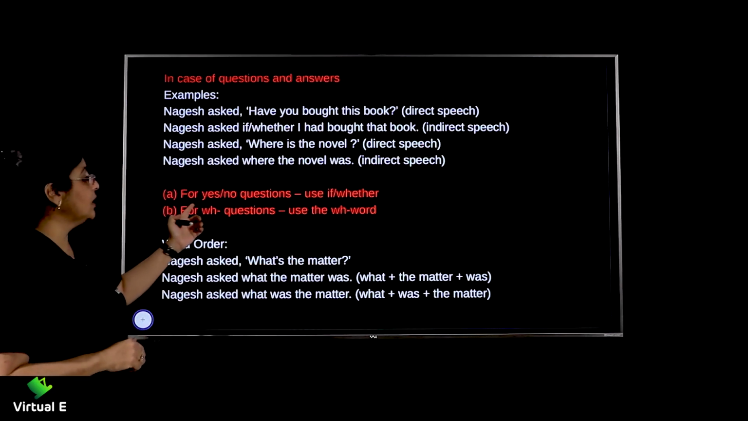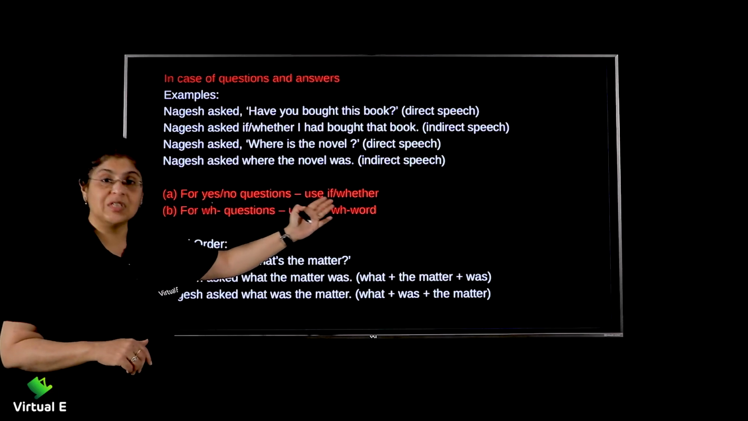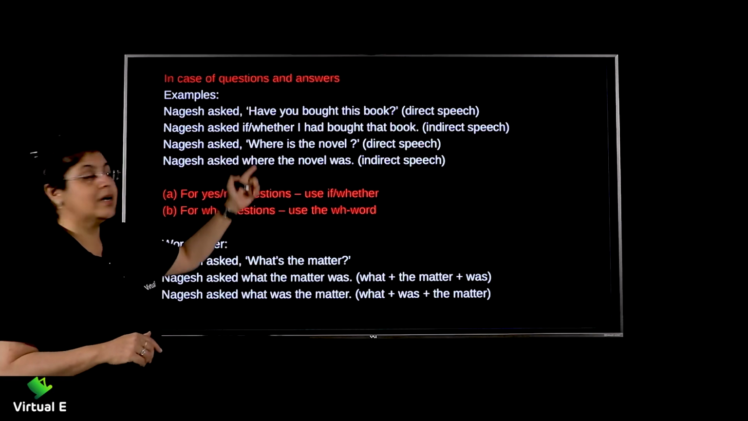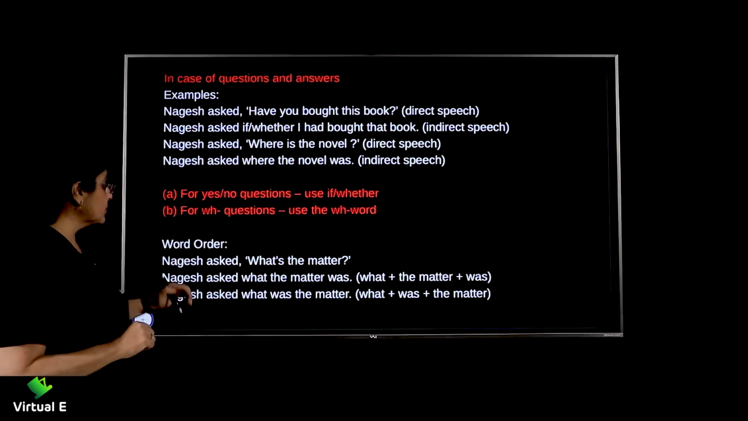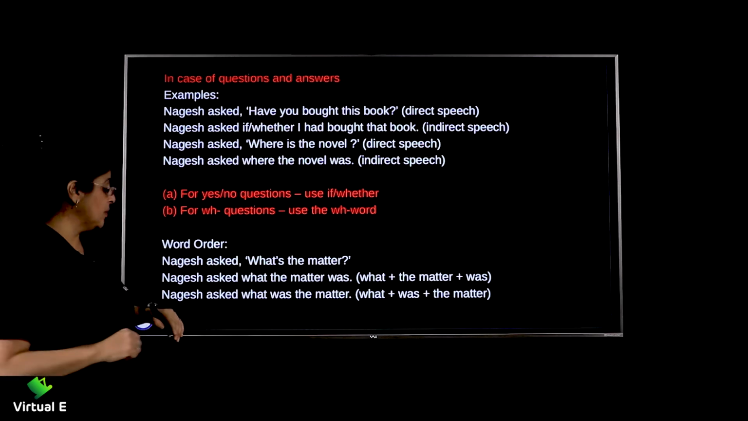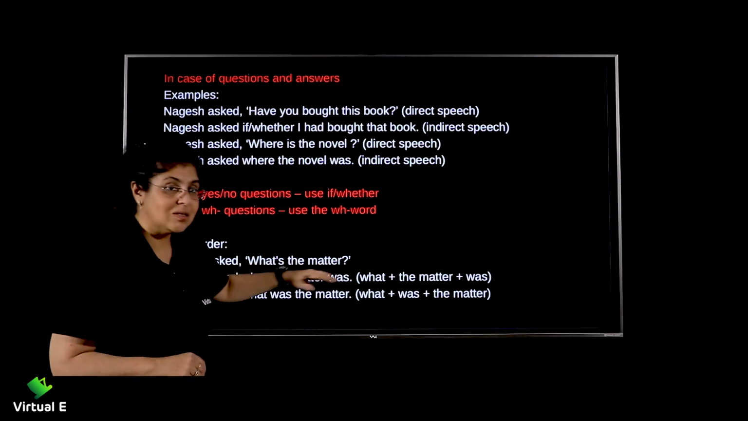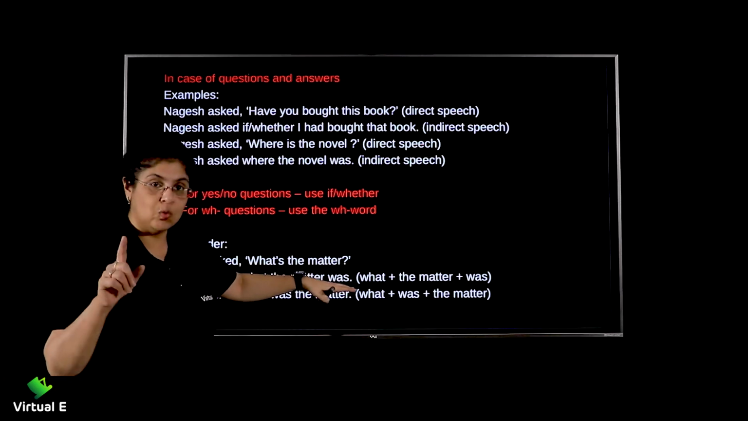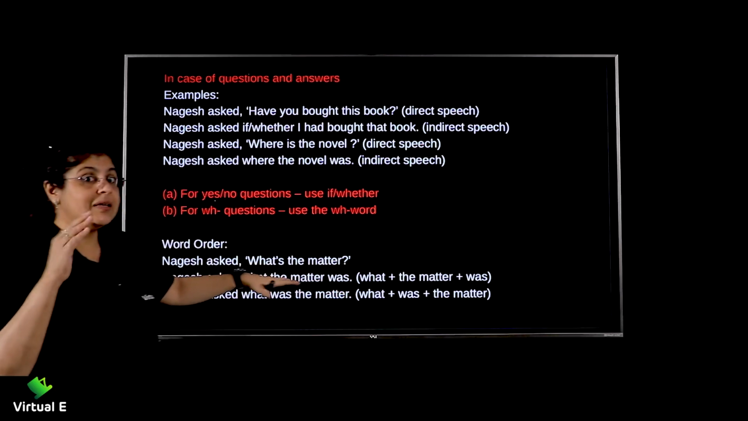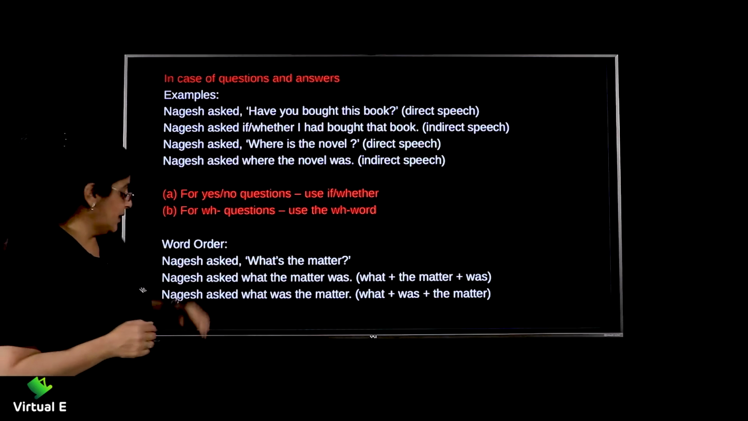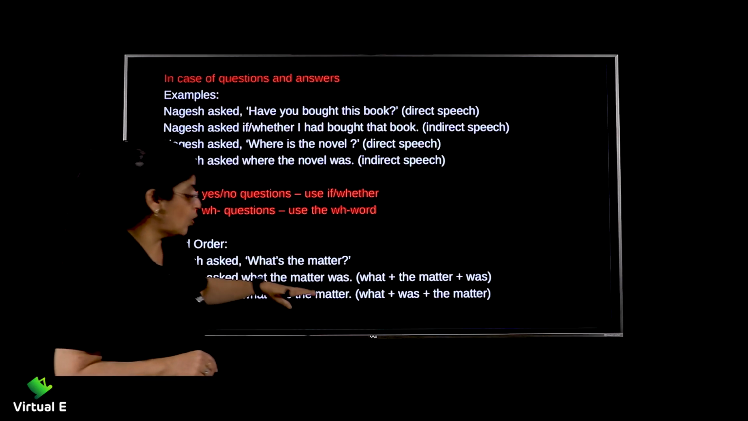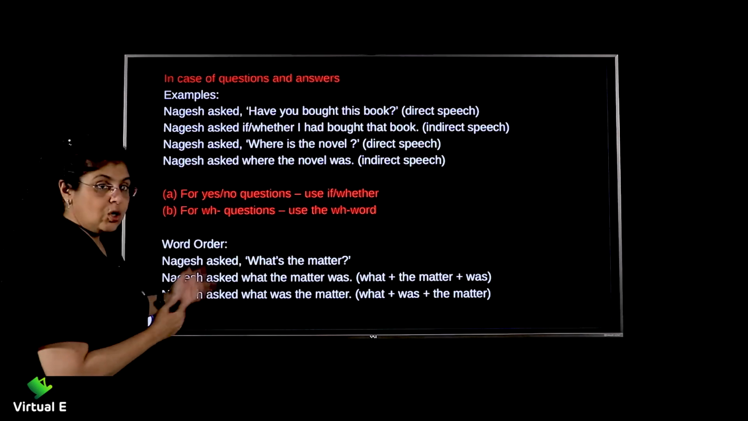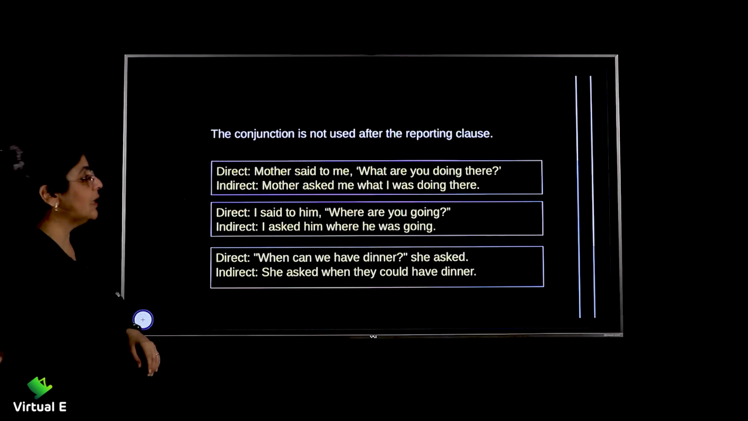Likewise, so it's given here. For yes or no questions, use if or whether. For WH questions, use the WH word. No conjunction. The word order, please remember this. Nagesh asked, what's the matter? Nagesh asked what the matter was, full stop. It is direct, this is indirect. Nagesh asked what was the matter. You can use it either ways. So you have to do according to that.